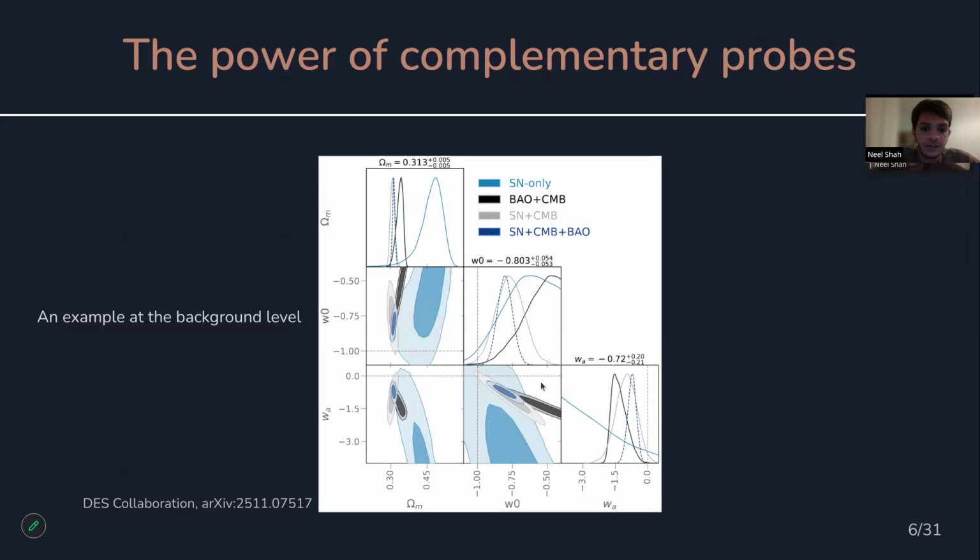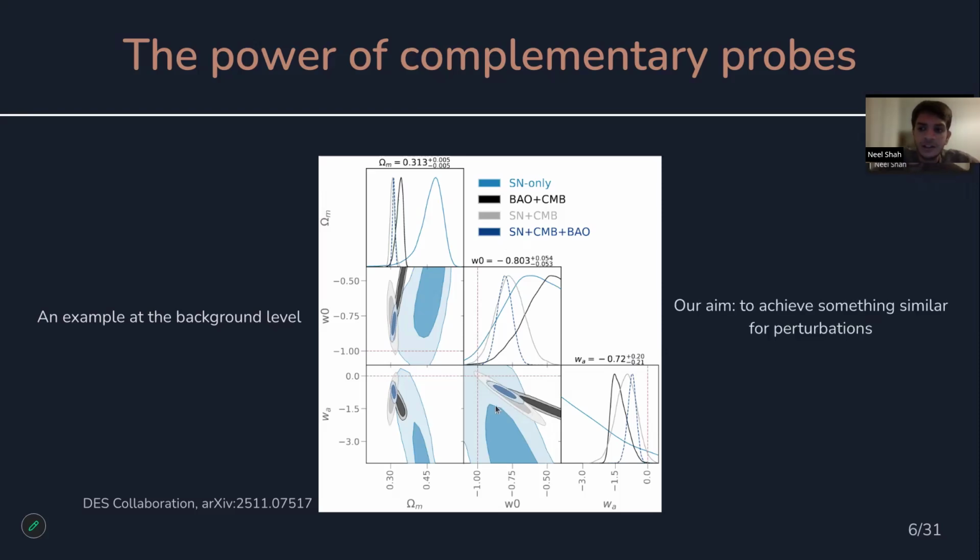And to show this, I will use this plot from a paper from the Dark Energy Survey collaboration. And if we look at the constraints on w0 and wa here, we see that one single probe, the supernovae, is not very useful for getting constraints on these parameters. Any combination of two probes gives us much better constraints on w0 and wa. And finally, all the three probes together, supernovae, CMB, and BAO, give us a significant improvement on the w0, wa constraints compared to using any two probes.